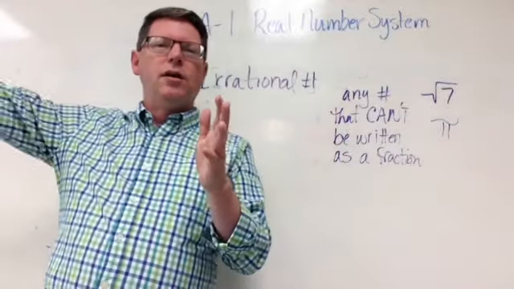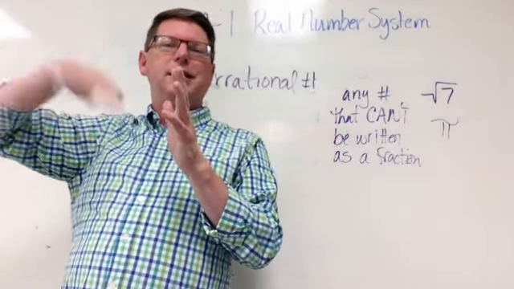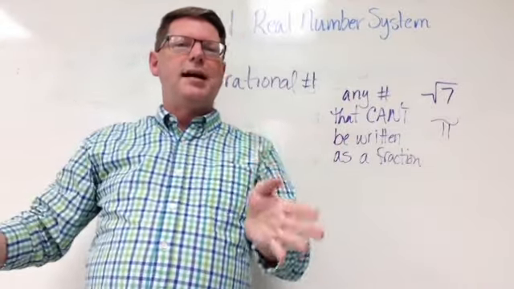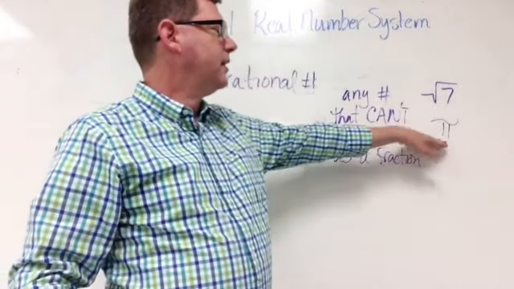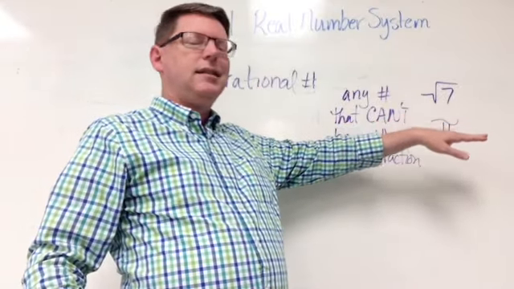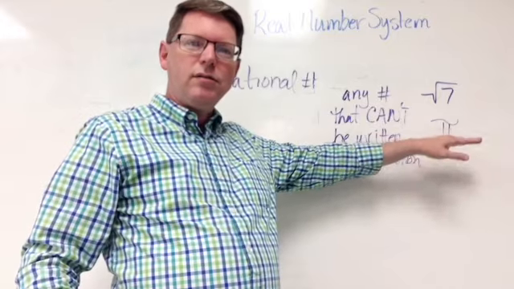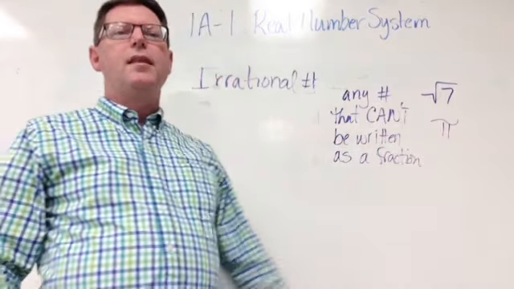Pi keeps going and going and going. The decimal keeps going and going and going. It never stops. It never repeats. It is an irrational number. Okay? Those are the examples.